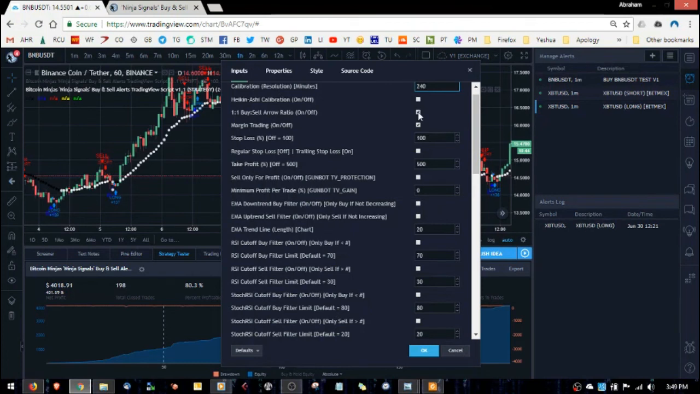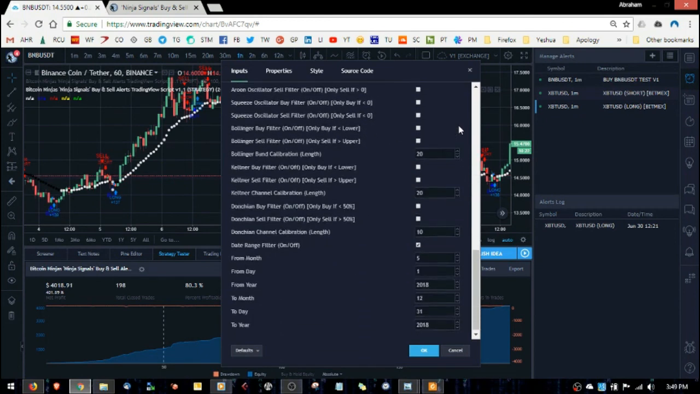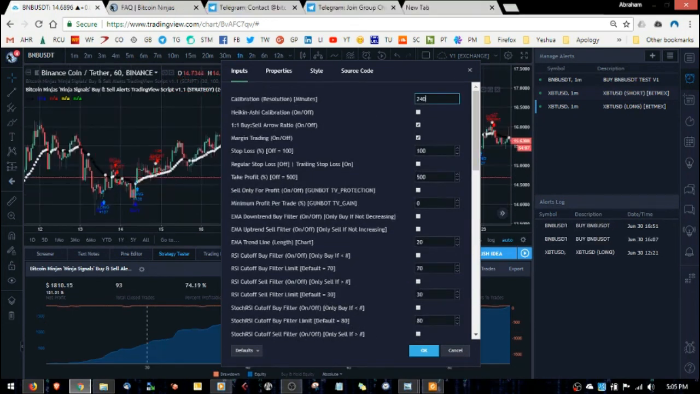Or you can try leaving that off, then applying some filters, and then if things aren't quite as tight as you like them, you can then activate that 1-to-1 arrow ratio filter, and then it will start checking the other arrows that are not filtered out. So it's very useful. There's a lot of different ways to approach this in a lot of different combinations. And that pretty much summarizes the first major approach to calibrating or tuning our Ninja Signal script.